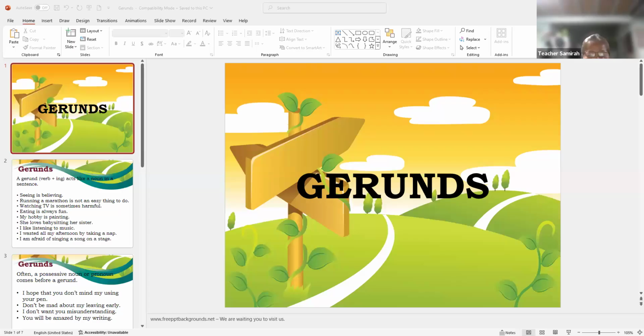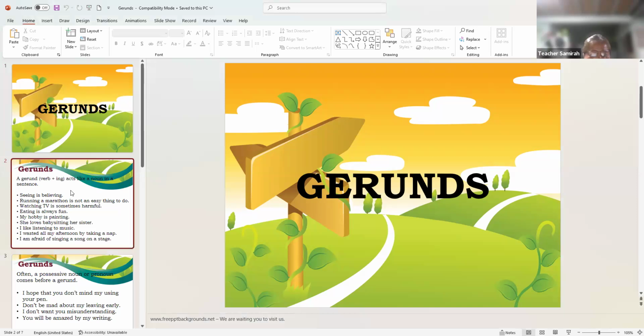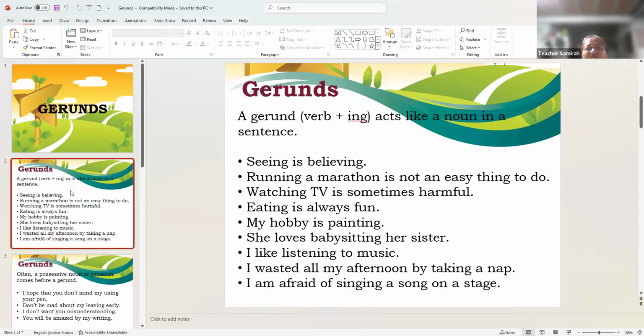Okay, look at this. So this is actually a gerund. How do we define a gerund? We define a gerund as a verb plus ing, which acts like a noun in a sentence. For example, seeing is believing. See is a verb plus ing, and believe also plus ing, right?